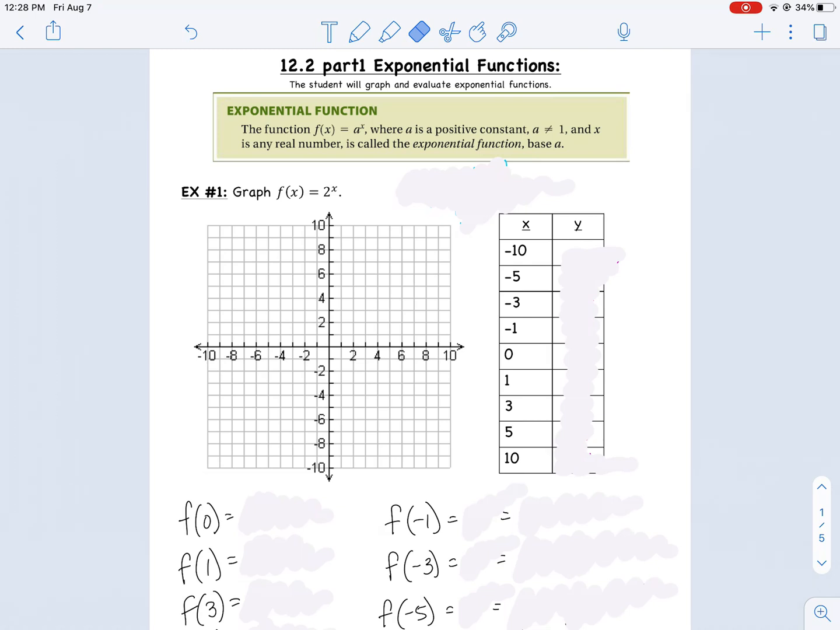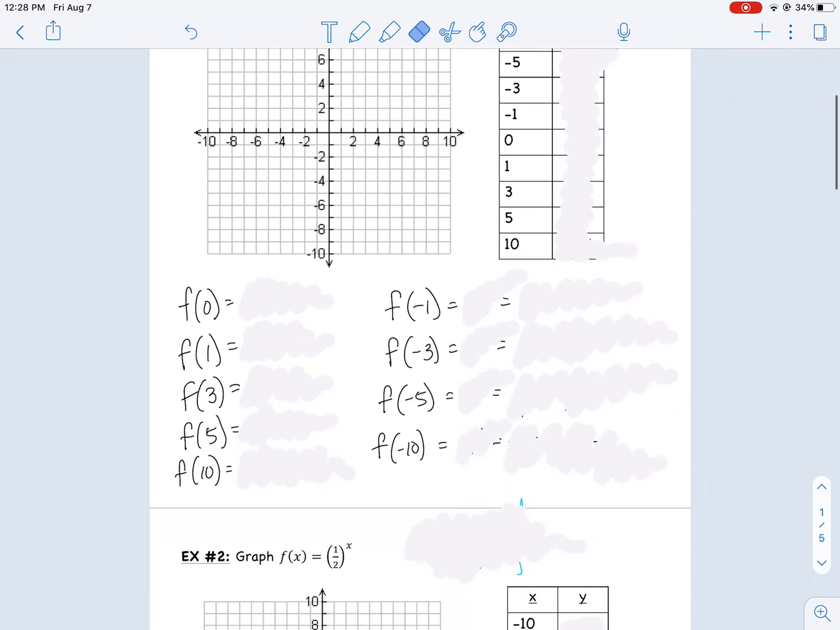So what I've done over to the side is I've made a table of values. I've just picked all different types of x values so that I can plug them in, evaluate, and figure out what the y value is. So I have a whole bunch of different ordered pairs. I went from -10 all the way to +10, picking -5, -3, -1, 0, 1, 2, 5, and 10. So here we go. We're going to evaluate all of those. I started with f of 0. So I'm going to plug in 0 wherever I see an x, and we know that 2 to the 0, anything to the 0, is 1.